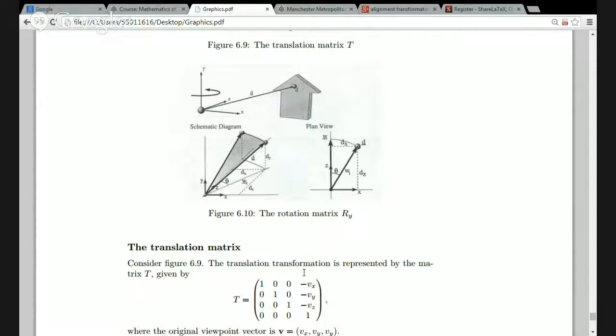So the matrix Ry would be dz over w, minus dx over w, 0, 0, then 0, 1, 0, 0, and then dx over w, 0, dz over w, 0, and then that last row is always 0, 0, 0, 1 for one of our homogeneous transformation matrices. So that's the first rotation we need.